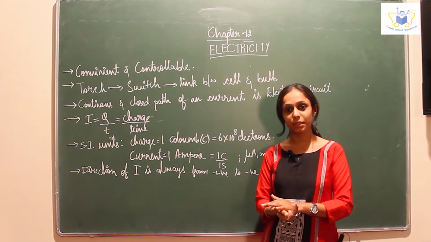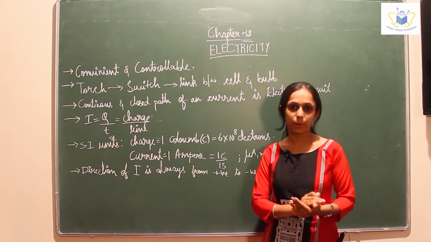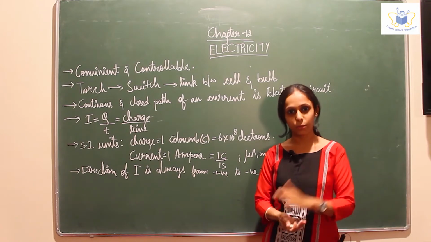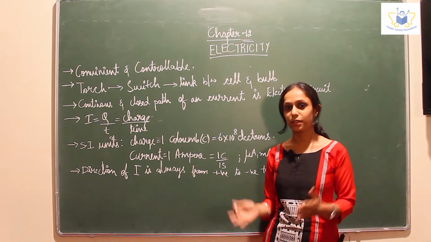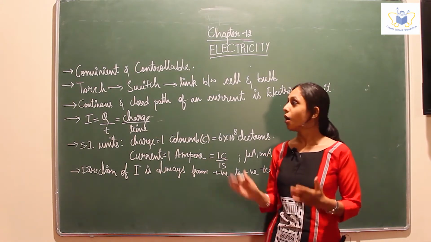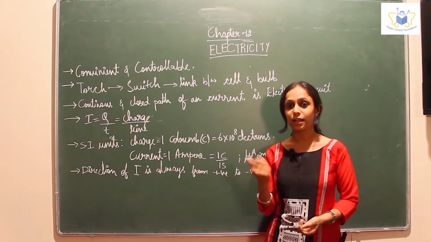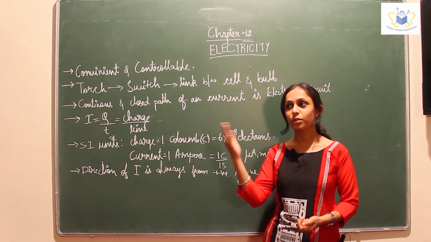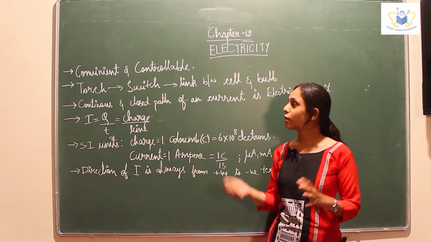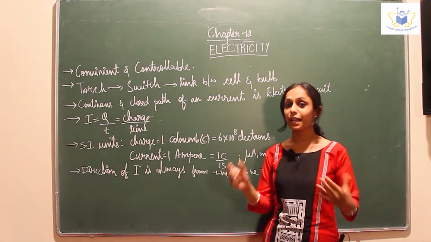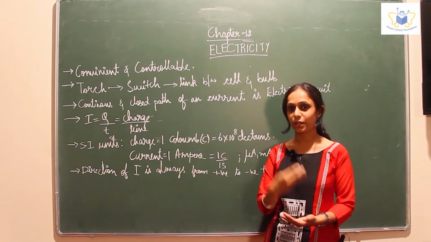What do you mean by convenient? You can use it when it is required. You can use your television only when you want it. You can charge your phone when it is required. So it is very convenient. You don't have to use it all the time. Also it is controllable. Yes, controlling electricity is in your hands. You can switch off the fan when you don't want it. You can switch it on when you want it. So it is easy. C and C. Convenient and controllable form of energy.